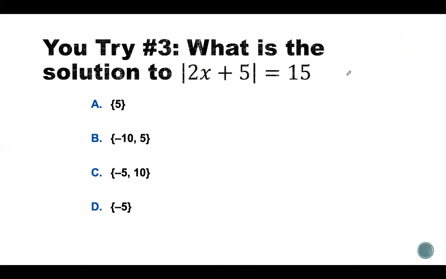So here is your u-try. Go ahead and determine the solution to the absolute value of 2x plus 5 equals 15. Go ahead and pause so that you can have time to work it out yourself.